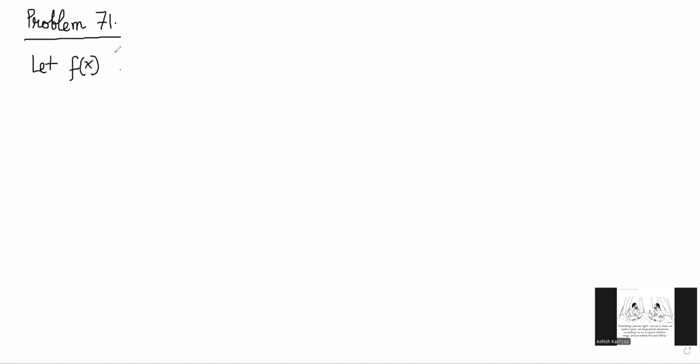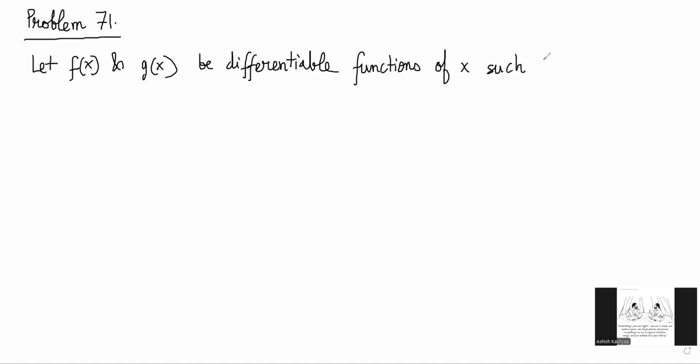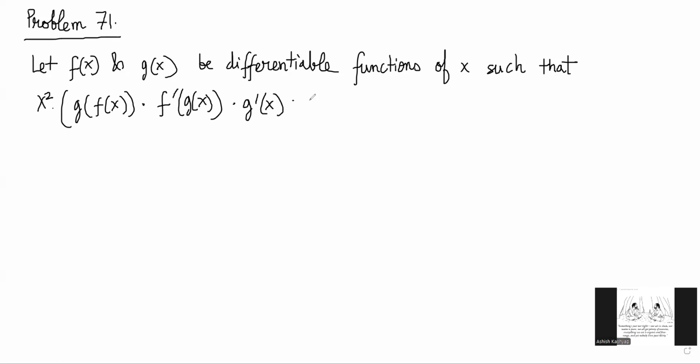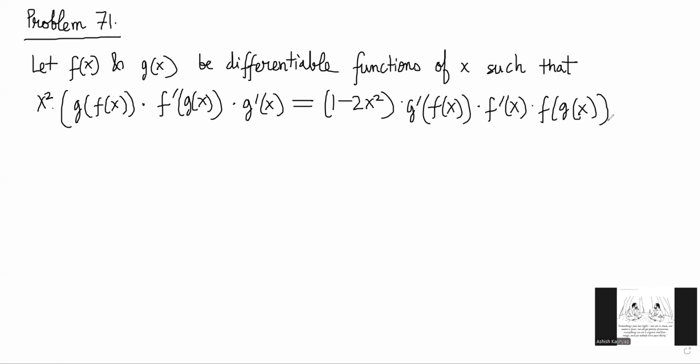We have f of x and g of x as differentiable functions of x such that x square times g of f of x multiplied by f dash of g of x multiplied by g dash of x is equal to 1 minus 2x square times g dash of f of x multiplied by f dash x and multiplied by f of g of x. And this result is true for all x belongs to real.